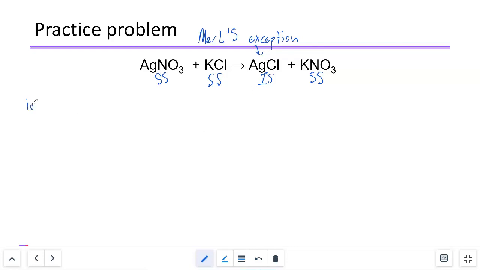So now to make my ionic equation, anything that is soluble, I'm splitting apart. So that means the silver and the nitrate, I'm splitting that apart. Silver ion, nitrate ion. One of the most common mistakes made, it's an easy one to fall into. Polyatomic ions stay together. Don't break that apart into nitrogen ions and oxide ions. Doesn't work that way.